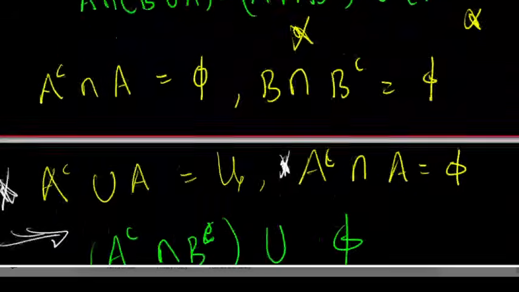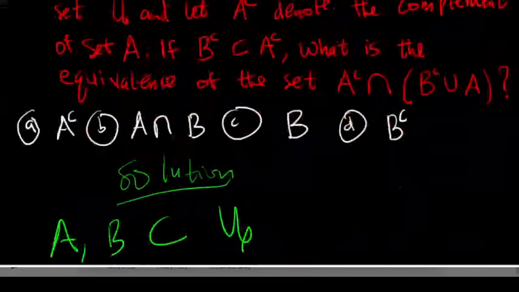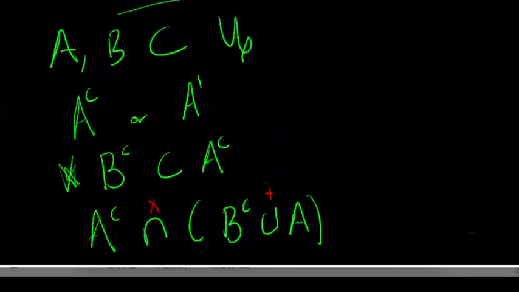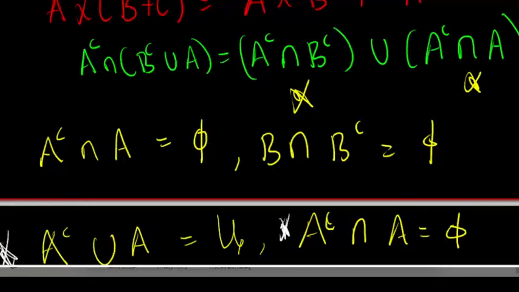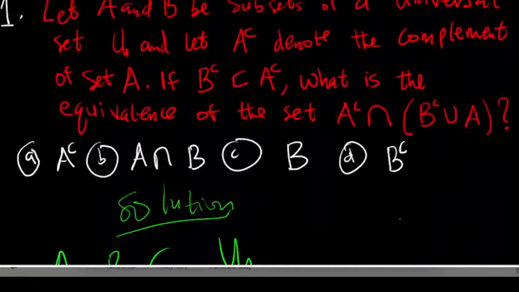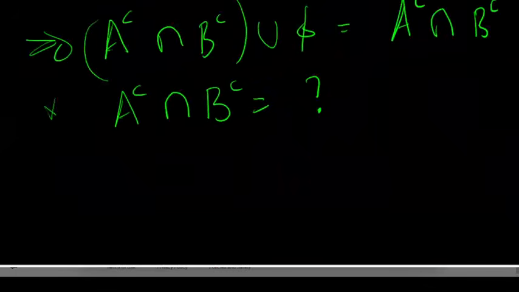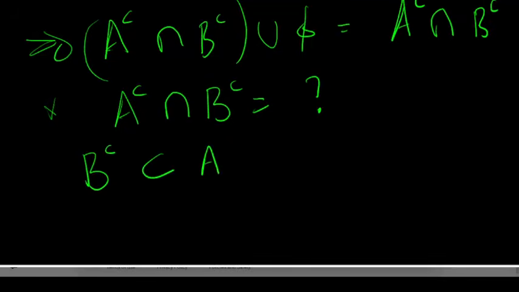Now go back to your question. You were given a certain condition, and I haven't explained that. Let's go back to the question. So we are given a certain condition. And what is that condition? You are given that B complement is a subset of A complement.